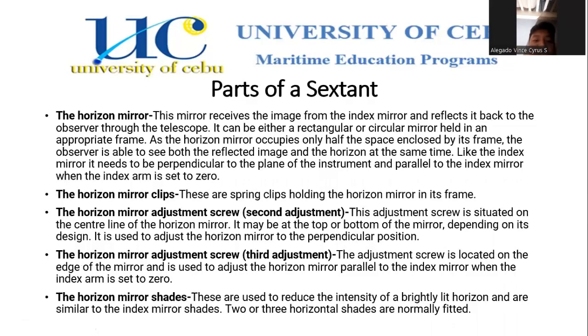The horizon mirror. This mirror receives the image from the index mirror and reflects it back to the observer through the telescope. It can be either a rectangular or circular mirror held in the appropriate frame, as the horizon mirror occupies only half the space enclosed by its frame. The observer is able to see both the re-reflected image and the horizon at the same time.